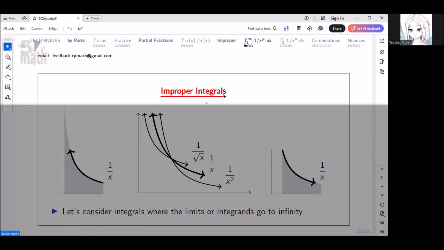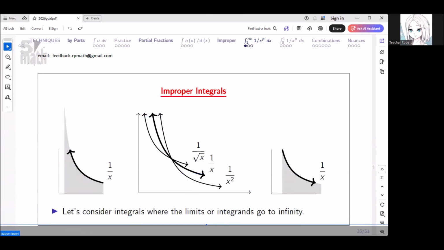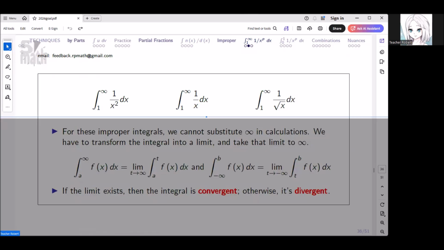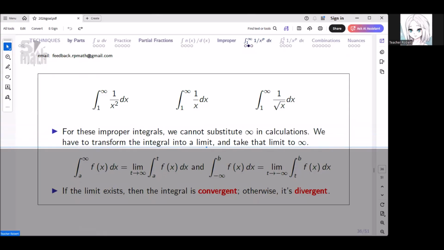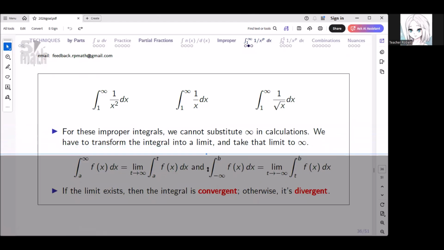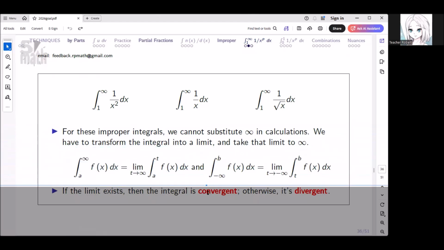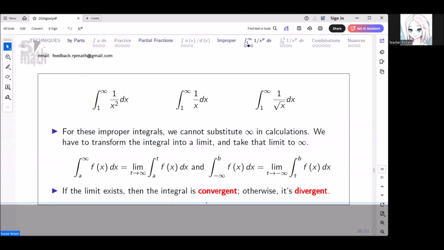Improper integrals. Let's consider integrals where the limits or integrands go to infinity. For these improper integrals, we cannot substitute infinity in calculations. We have to transform the integral into a limit and take that limit to infinity. If the limit exists, then the integral is convergent. Otherwise, it's divergent.